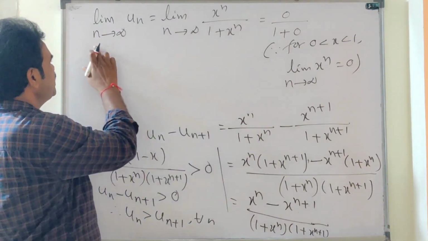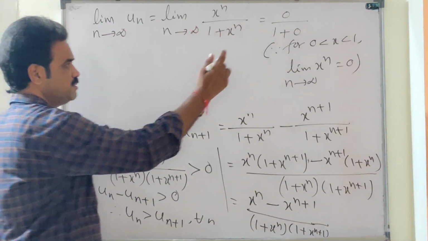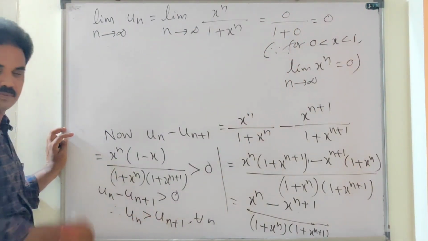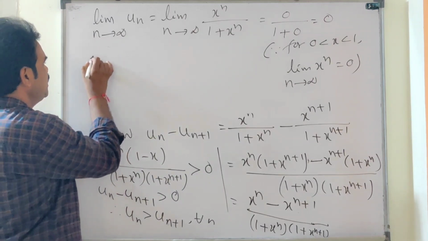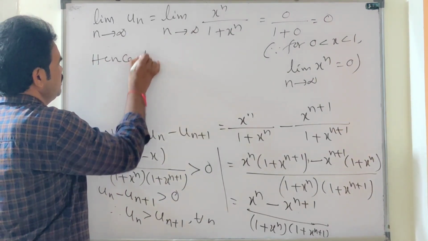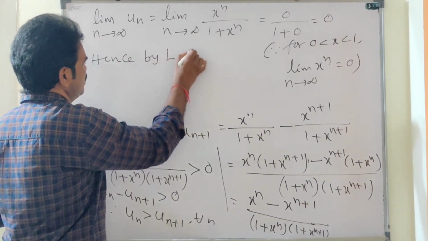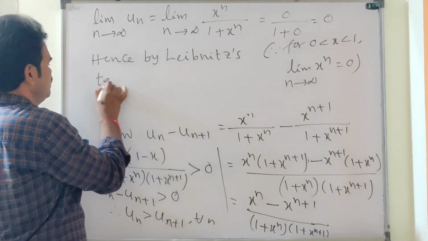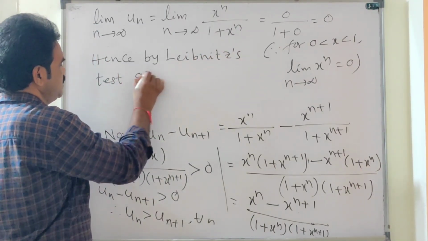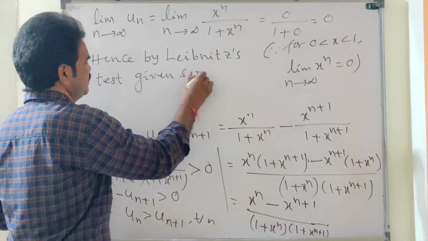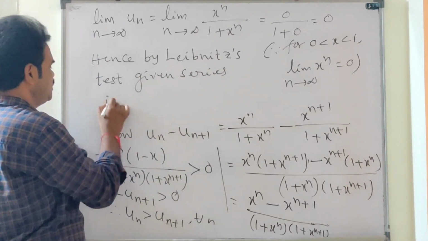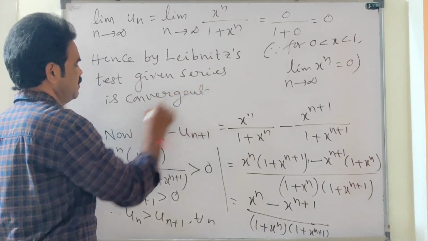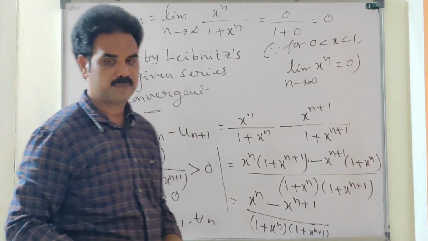Okay. Now limit n tends to infinity un is 0. Already we have un greater than un plus 1 for all n. Hence by Leibnitz test, given series is convergent. Okay. Next problem.